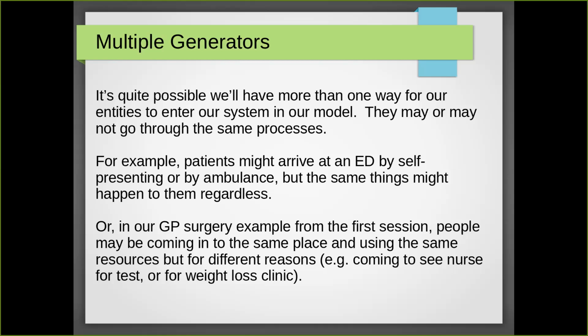But if it does matter, or if the rate of arrival differs significantly between those ways, so if you've got many more people self-presenting or much more regularly than people turning up by ambulance, for example, then you probably do want to model those entry points separately, so that you can have your own distribution for each.